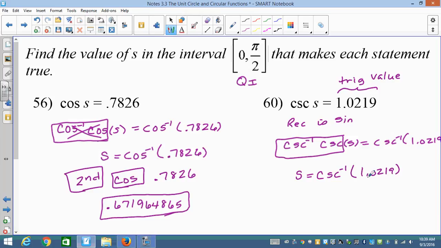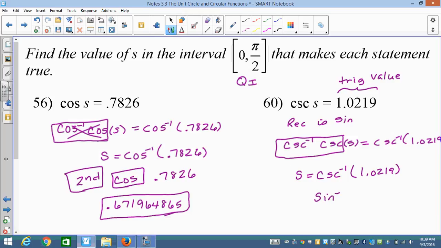Now here's our problem. This guy is larger than 1, so I can't just type it in as sine, because this is a trig value. So we're going to do the reciprocal on both of these. Now this is where I need to point out, if you have the trig value, you're going to do the reciprocal on both. If you're giving the angle and you just want to find the trig value, you flip it over afterwards. So this is cosecant, so I'm going to flip it over to sine.